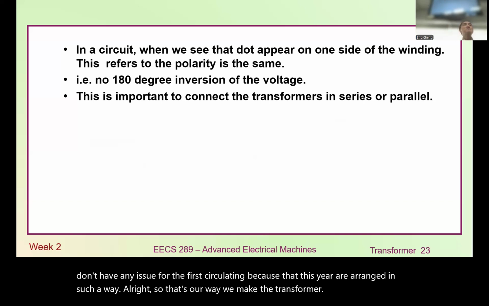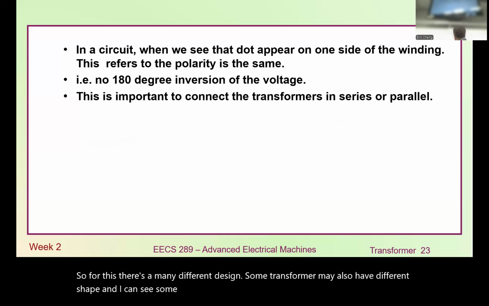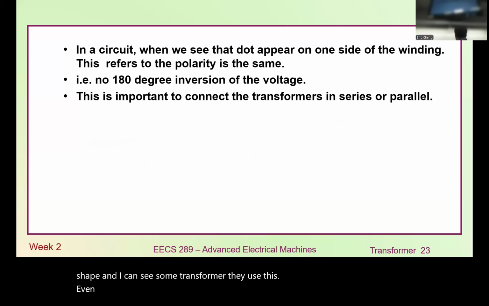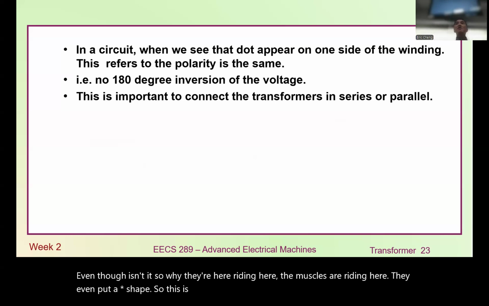So for this, there are many different designs. Some transformers may also have different shapes. I can see some transformers use this shape, with winding here and also winding here, and they even put in a star shape. So there's quite a lot of design for the transformer.